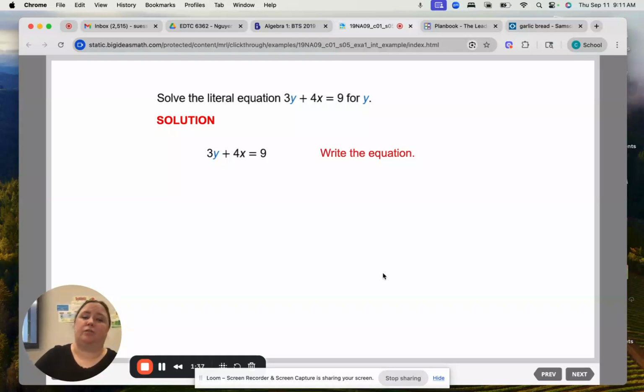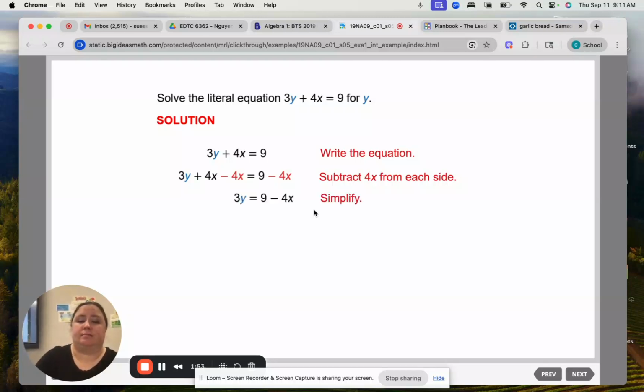How would I move the 4x? How would I do that? By subtraction, because this is addition. Very good. So subtract 4x from both sides. And you can't combine the 9 and the 4, so you would just write 9 minus 4x. Why can't we combine the 9 and the 4? Because one has a variable, one does not. Yes, the 4 has an x with it, the 9 does not.